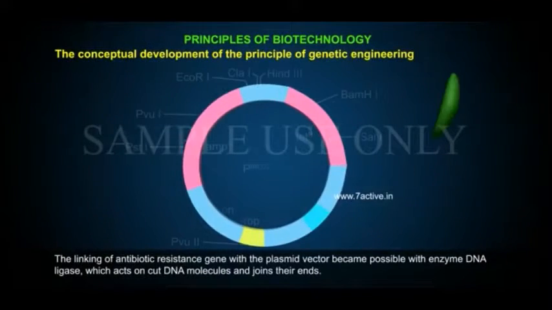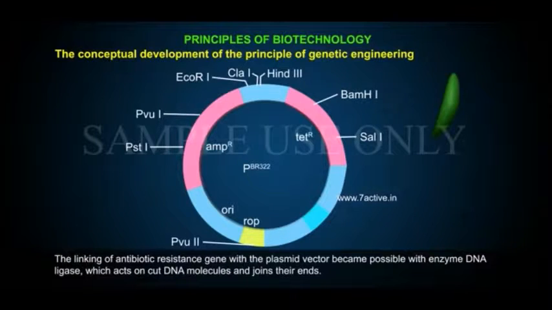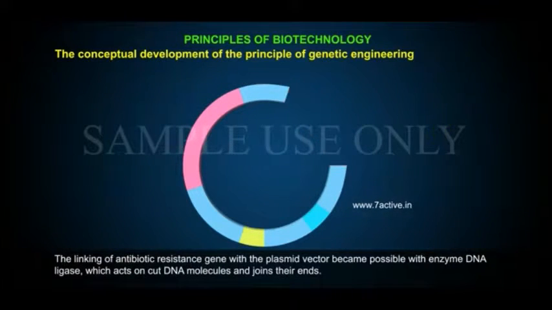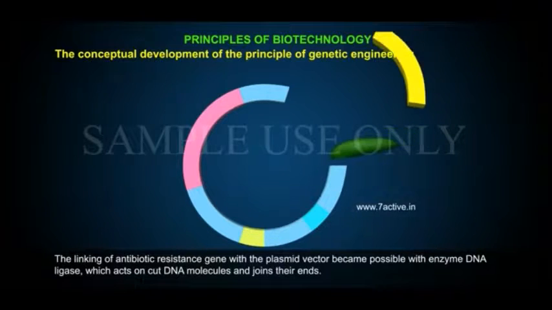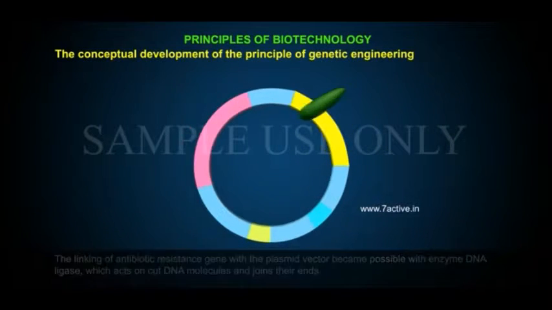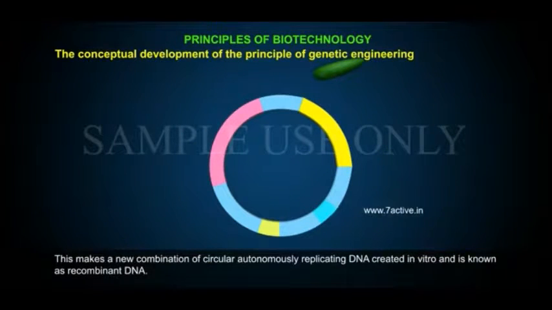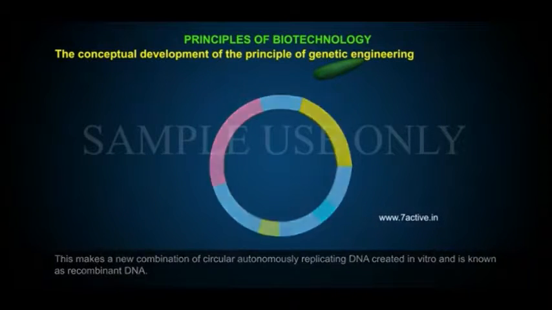The linking of antibiotic resistance gene with the plasmid vector became possible with enzyme DNA ligase, which acts on cut DNA molecules and joins their ends. This makes a new combination of circular autonomously replicating DNA created in vitro and is known as recombinant DNA.